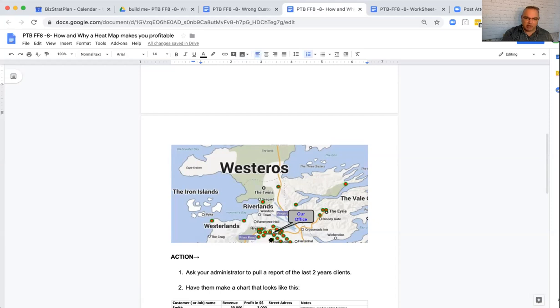This heat map is showing us right here, this is the cluster of most of our best clients. We see, oh, we had a good client out here. We had one client way out there. Can you imagine the travel time it takes to go way out there? This one looks like it's in a national park, for God's sake. Like, why are you going out that far?